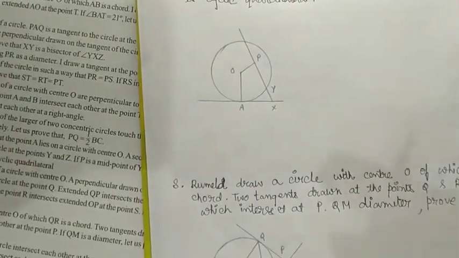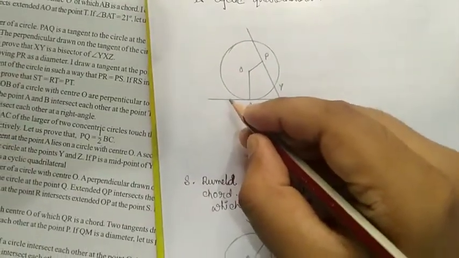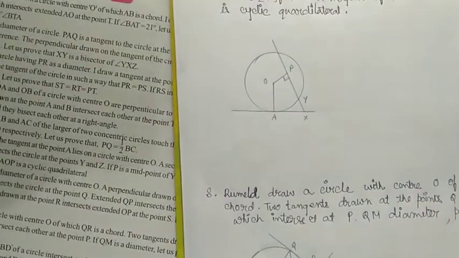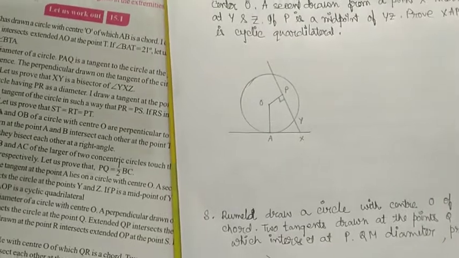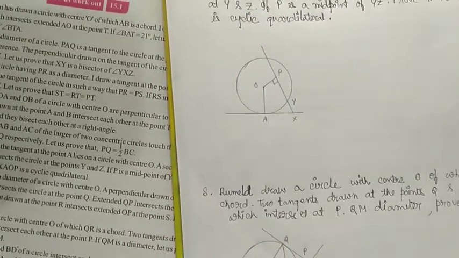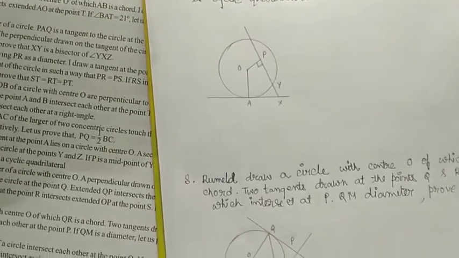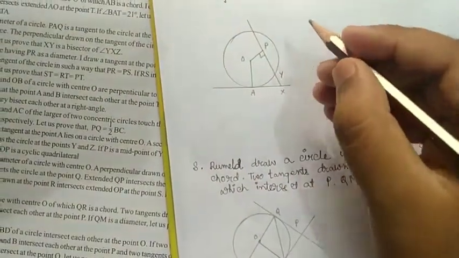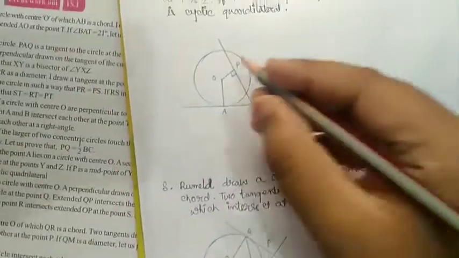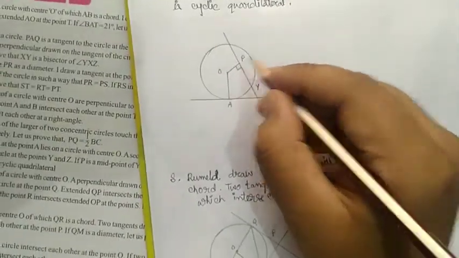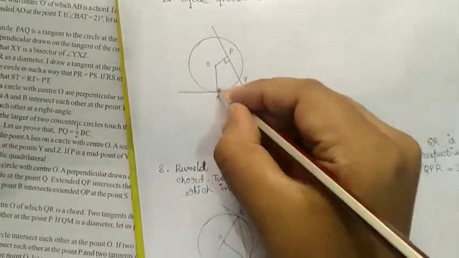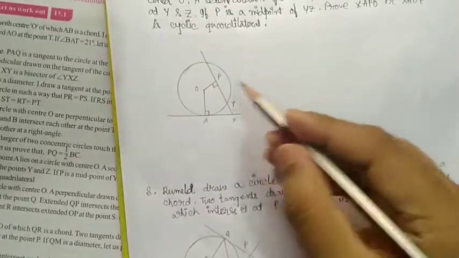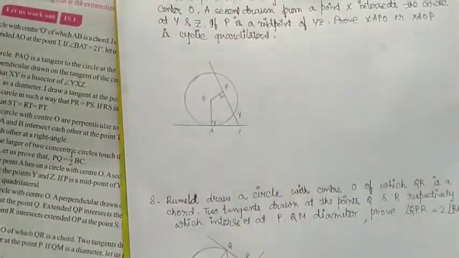From the point O, a perpendicular is drawn. And this is also perpendicular. We have to prove that this is a cyclic quadrilateral.